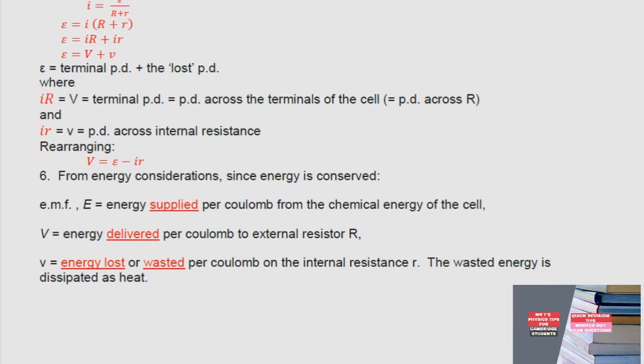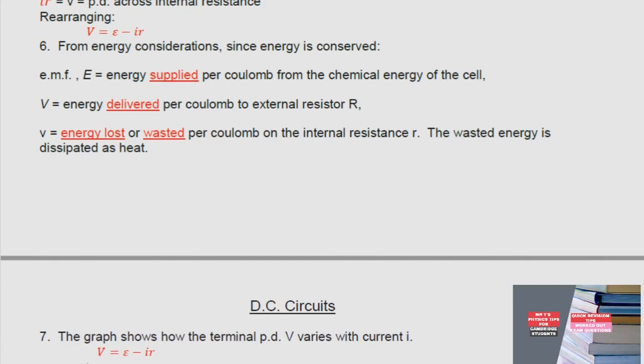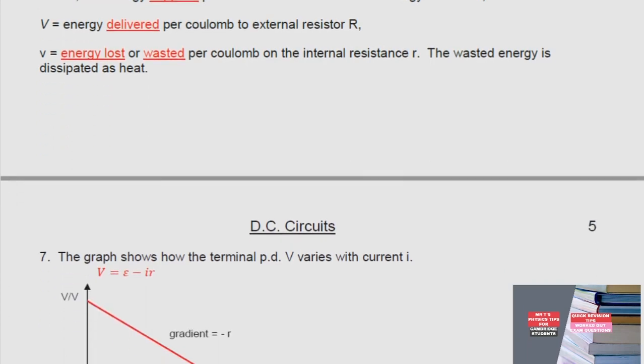V is equal to the energy delivered per coulomb to the external resistor R. Small v is equal to the energy lost or wasted per coulomb on the internal resistance r. Wasted energy is dissipated as heat. That's why you find the battery warms up when it is in use. This is because of these lost volts inside.